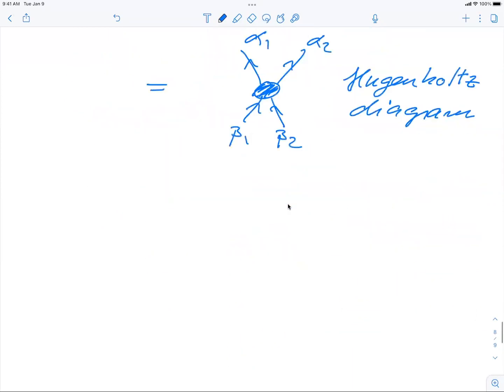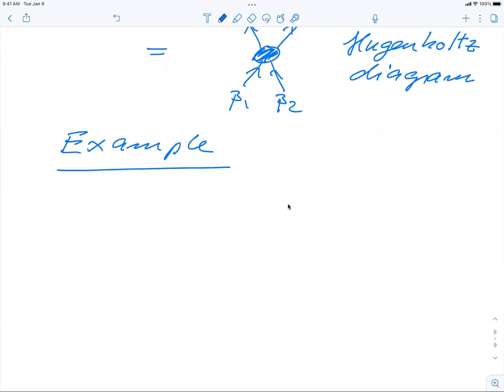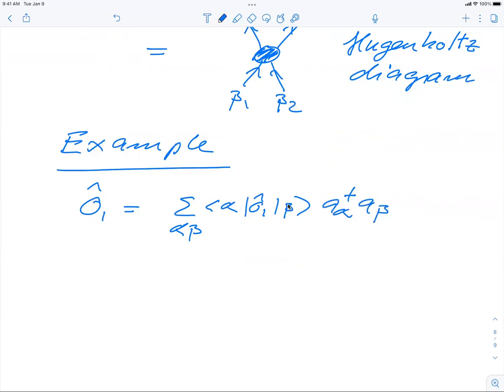Okay, let's look at another example, and then we move on to a slightly more complicated case, which is more related to the exercises which we're dealing with. So let's now take the one-body operator. So we have a one-body operator, which I'm just calling O1, and this is a sum over alpha beta, and it has a matrix element of O1 between alpha and beta, and then we have a alpha dagger a beta, like this.